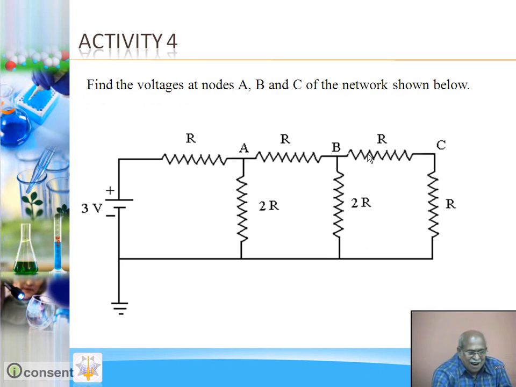Here, R and R series, so 2R. That 2R and this 2R parallel, so R. That R and this R series, so 2R. That 2R and this 2R parallel, so R. That R and this R series, so 2R. You can calculate current or whatever you require.